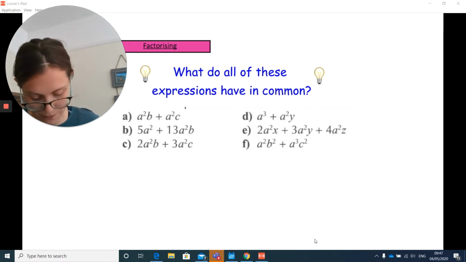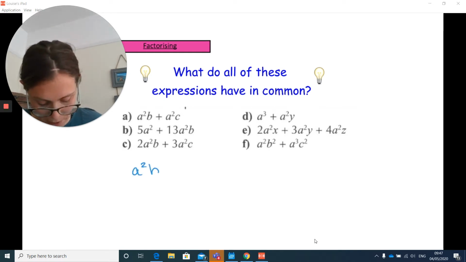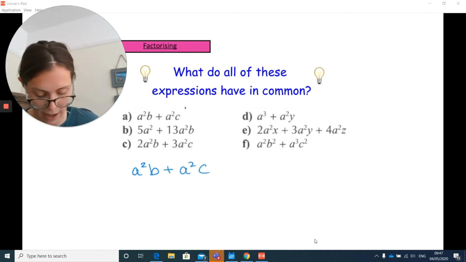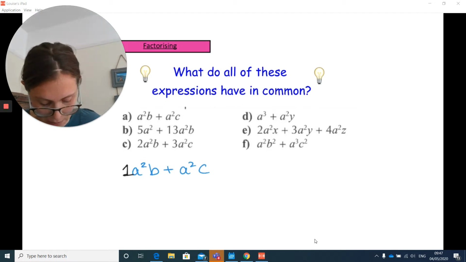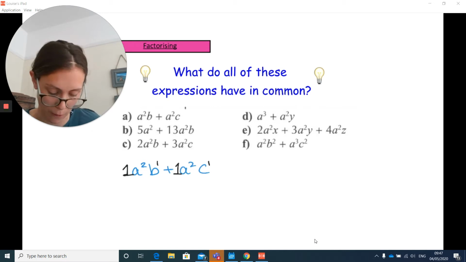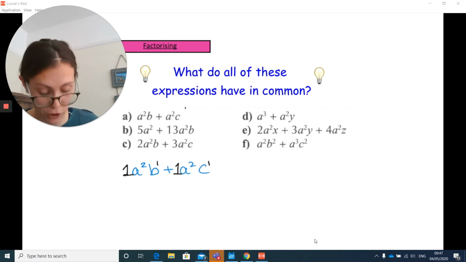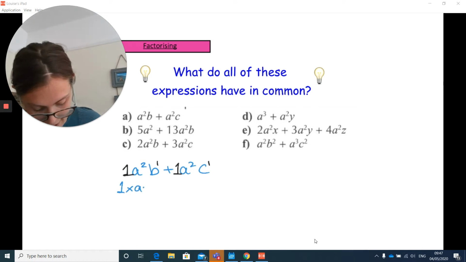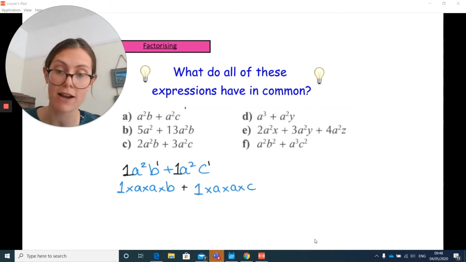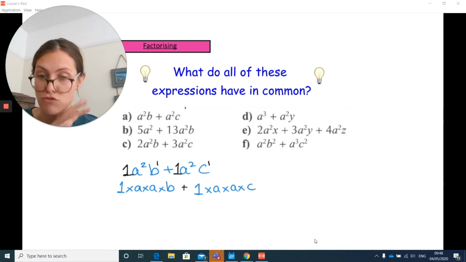So if I have a look at the first question, you've got A squared B plus A squared C. Now, I will always be getting into the habit of, if there isn't a number in front of a term, put your own number there. It's always the number 1. And if there isn't a power, then you can put the power of 1 there, just so you can see exactly what's going on. If I wanted to write that out in full, I would write 1 times A times A times B plus 1 times A times A times C. So that would be rewriting it, no bigger, no smaller, but just writing it out in full.